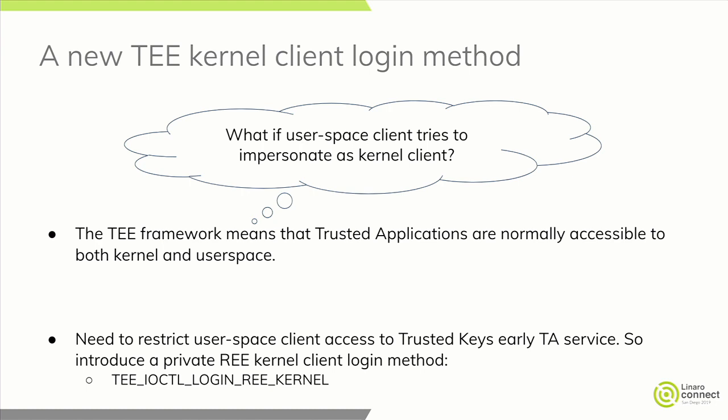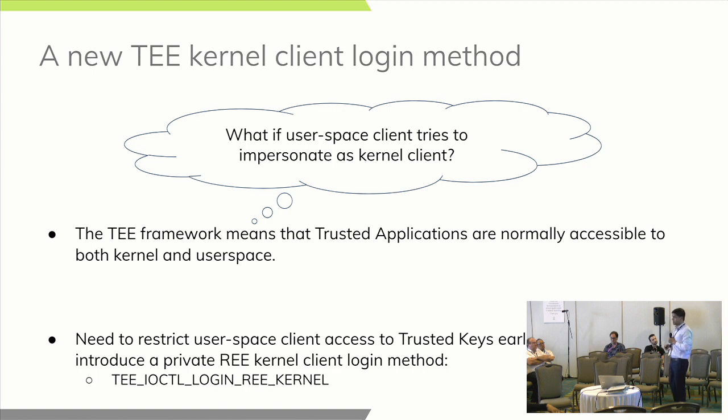While working on this, I got stuck with an issue. Normally, the TEE framework provides equal access to either a user space or a kernel client to any trusted application. So we need to restrict trusted application access for the user space, especially for the trusted key use case, because we wouldn't want the user space to be able to directly de-blobify the encrypted blob that is accessible. So we introduced this private login kernel method, where any access from the user space using this login method would be denied. Only the kernel would be allowed to open a session with the trusted application using this login method.